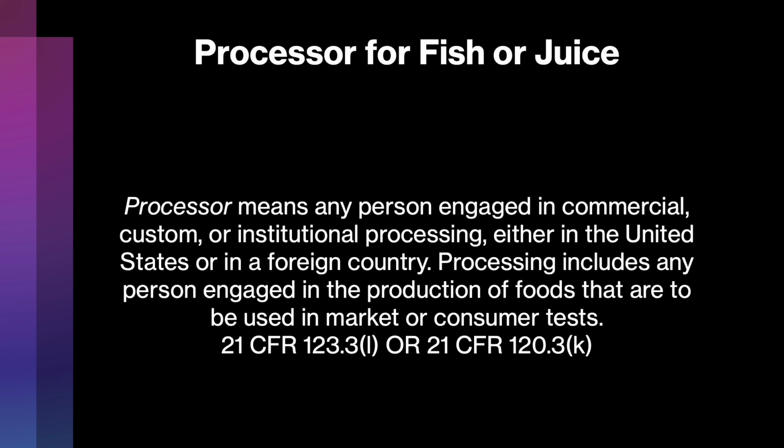So what is a processor anyway? A processor for fish or juice means any person engaged in commercial, custom, or institutional processing, either in the United States or in a foreign country. Processing includes any person engaged in the production of foods that are used in market or consumer test. This definition is from 21 CFR 123.3(l) or 21 CFR 120.3(k).